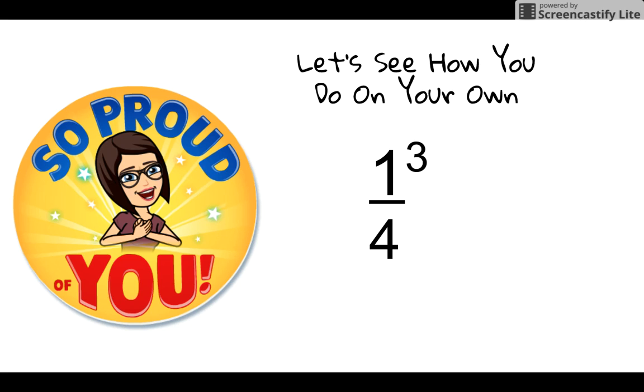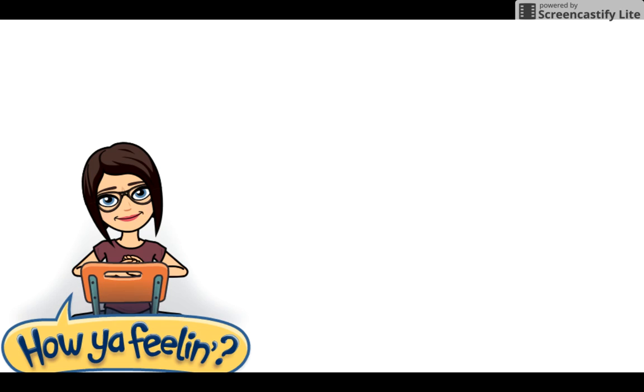1/4 cubed, or 1/4 to the third power. Go ahead and use your whiteboard to solve this. Hopefully you got the answer 1/64. That's because you take 1/4 times 1/4 and you get 1/16. 1/16 times 1/4 is 1/64. You had to do that one in 2 steps. Hopefully that didn't trick you. How are you feeling about all this? I think you're getting it pretty well.